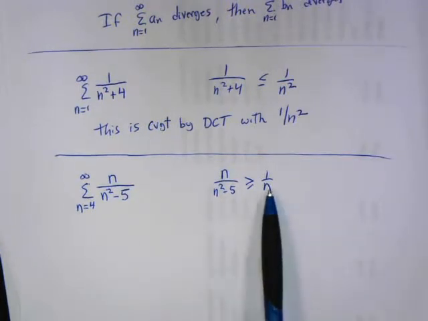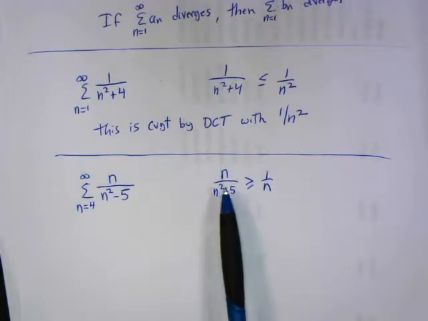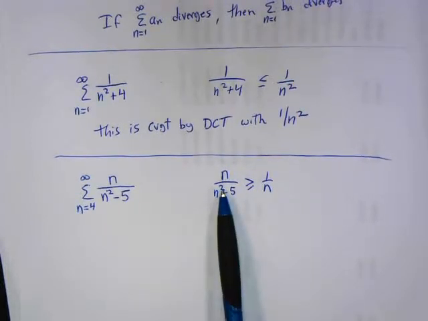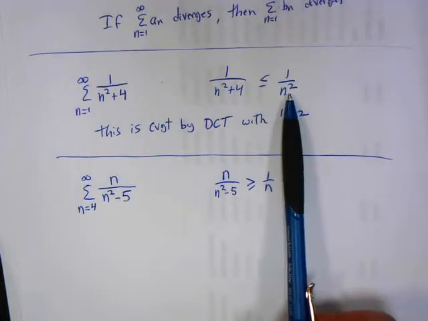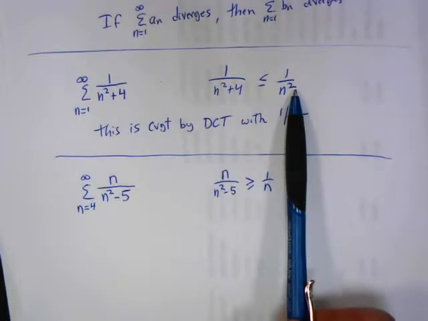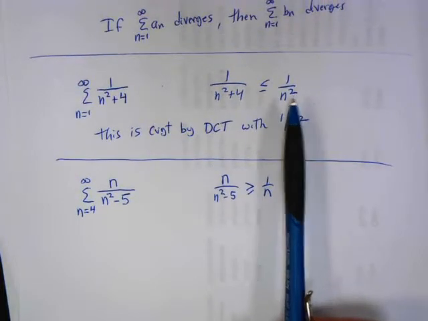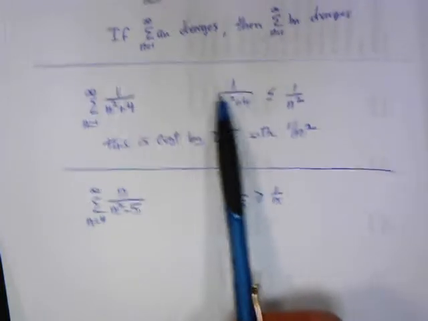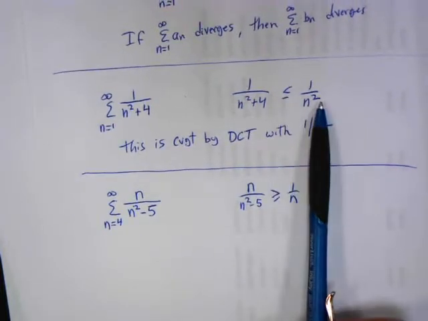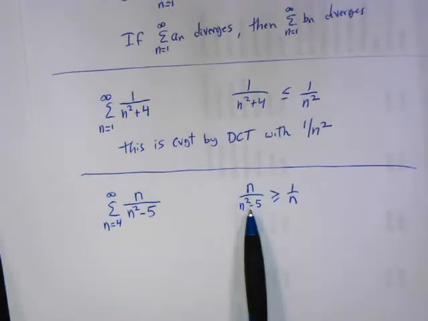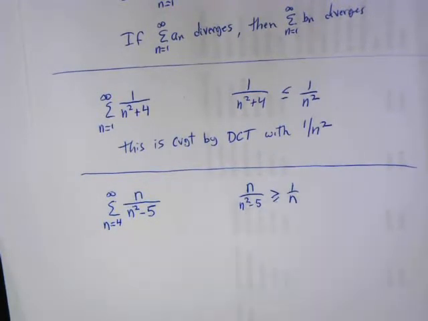Because this one's divergent. If this one is even bigger, then that one's going to diverge. Back up here, I thought this one was convergent, so I wanted it smaller than a convergent. So you see how that goes? If you think it's convergent, then you want it to be smaller than a convergent. If you think it's divergent, you need it to be bigger than a divergent.